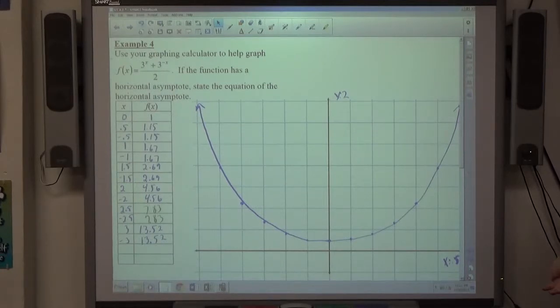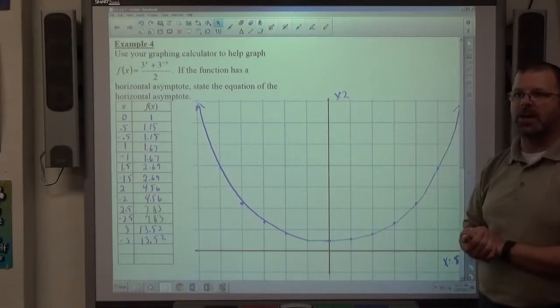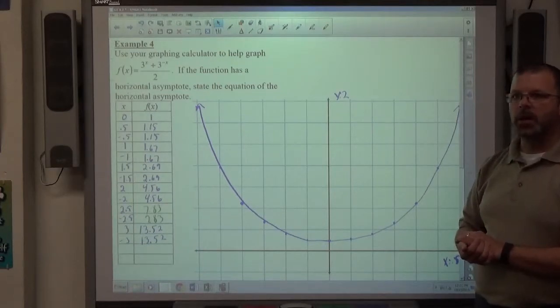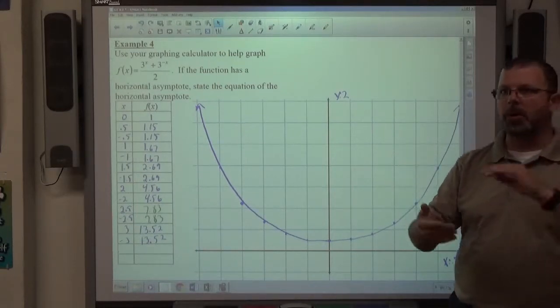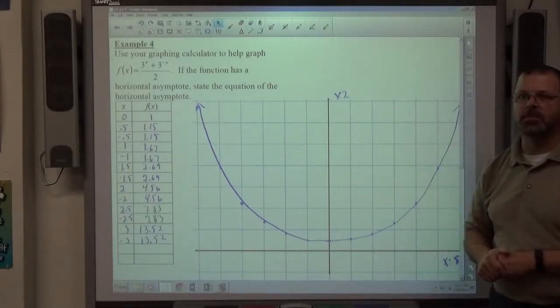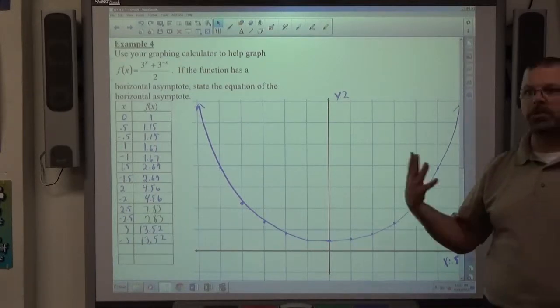As far as horizontal asymptotes are concerned, it needs to be approaching some number, leveling off. This seems to be going up to infinity, so it doesn't have one. Sometimes they do, sometimes they don't. When it's a number raised to a power, it always does. When it's something like this, sometimes it does, sometimes it doesn't. So it really depends on your graph. So if you see a leveling out happening, you know there's a horizontal asymptote, pick some big number.